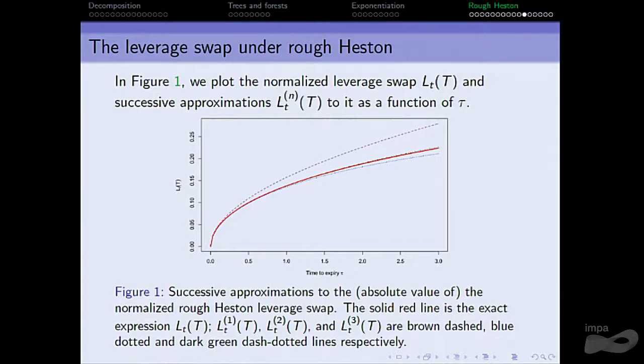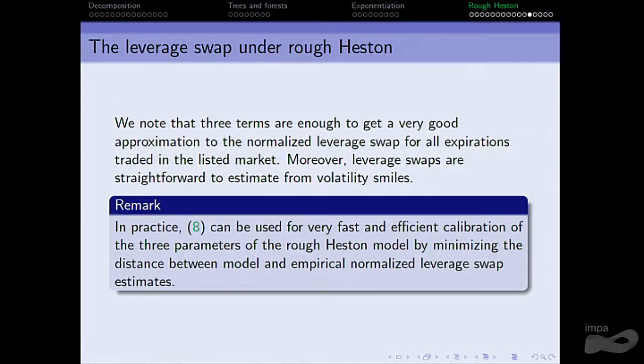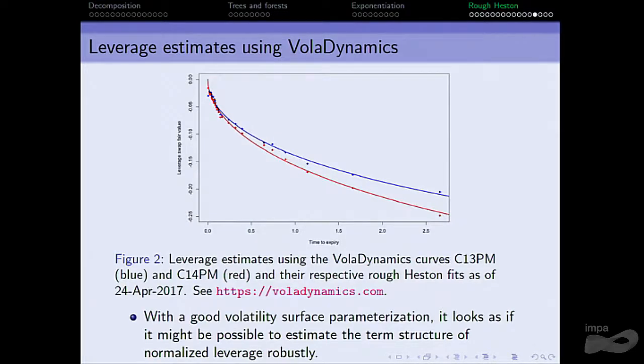Well, here's an example of how quickly that sum converges. This is just using one forest. This is using two forests. This is using three forests. And the red line is the exact solution. So we basically got extremely rapid convergence of the leverage swap. So in practice, we can use this for super fast calibration of the rough Heston model to data. And I'm going to show you how it's done in practice. So I'm using these curves from a private company called Voladynamics.